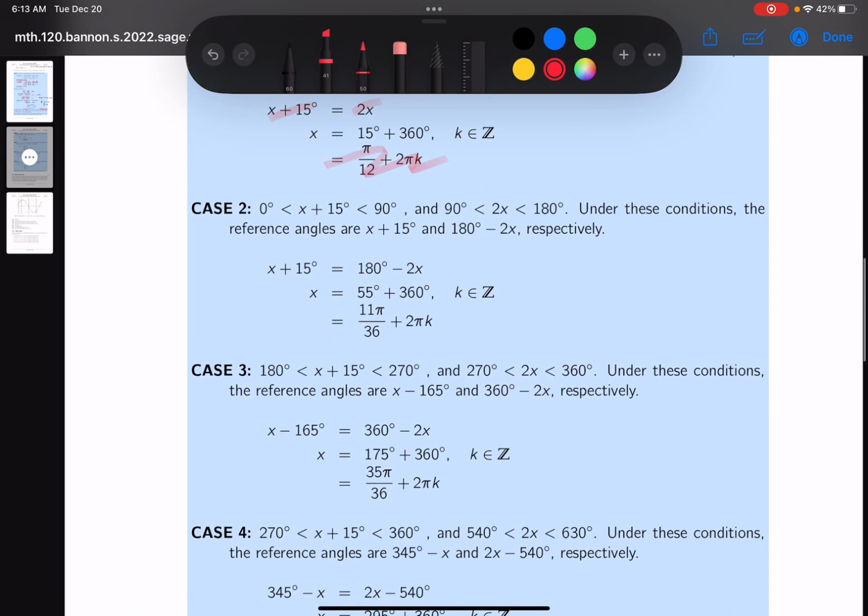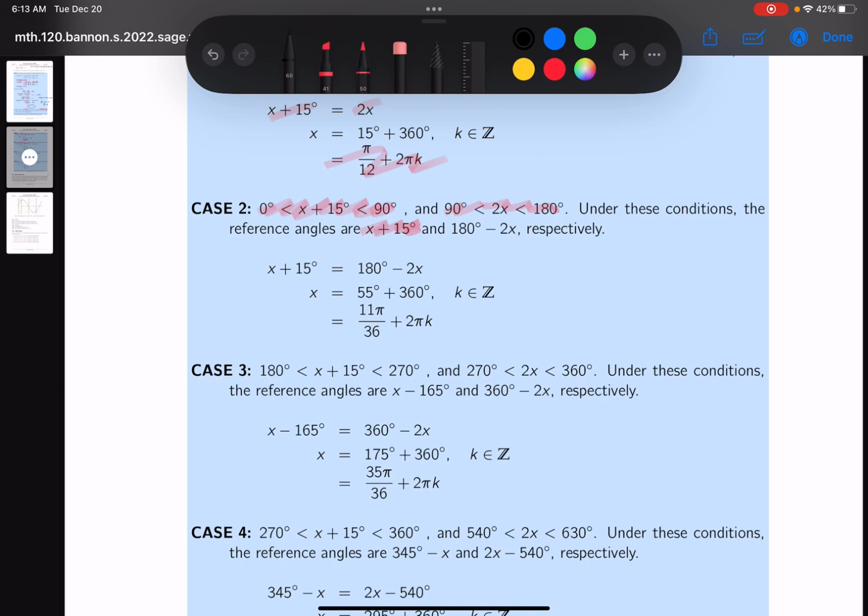All right, let's talk about the next case. The next case where the first angle is between 0 and 90, but then I put the next angle, which is twice x, into the second quadrant. And you should realize that they both will evaluate to the same number, all right? And they're both positive, by the way. So what I do is I put the reference down. Well, the reference for the x plus 15 degrees in the first quadrant is x plus 15 degrees.